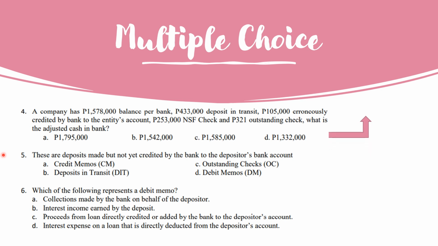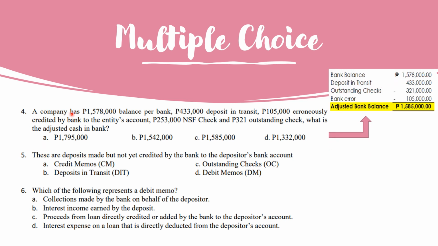So, paano gagawin natin? We simply have our bank balance of 1,578. Then we add our deposit in transit of 433. Add muna natin si outstanding check. Deduct natin si outstanding check of 321. And there is a bank error. As you can see in here, erroneously credited by bank.